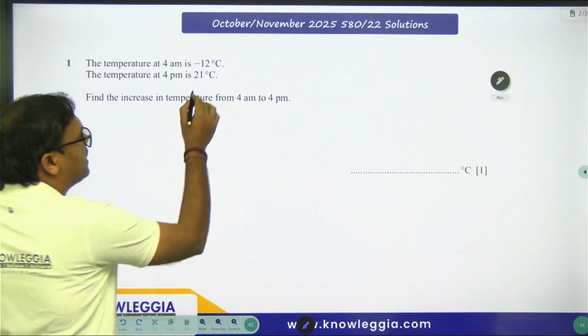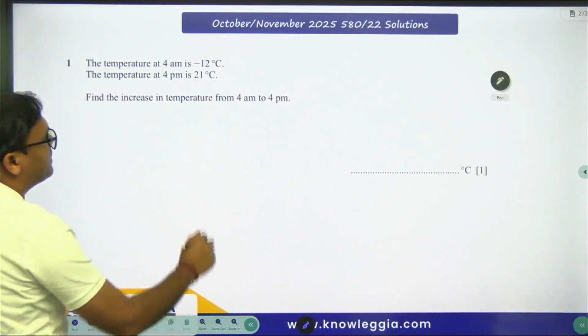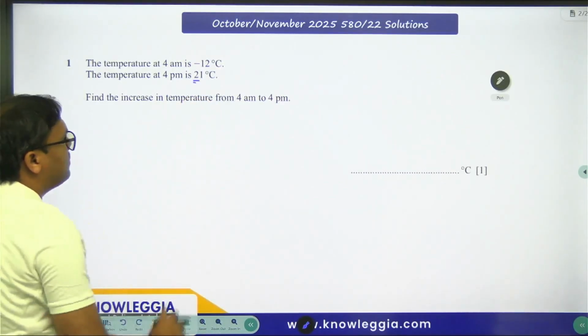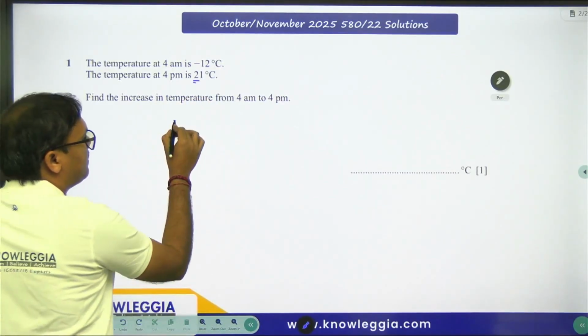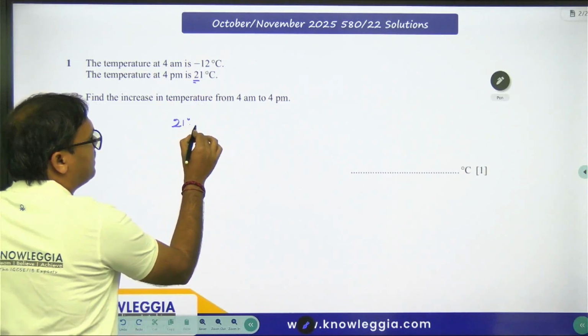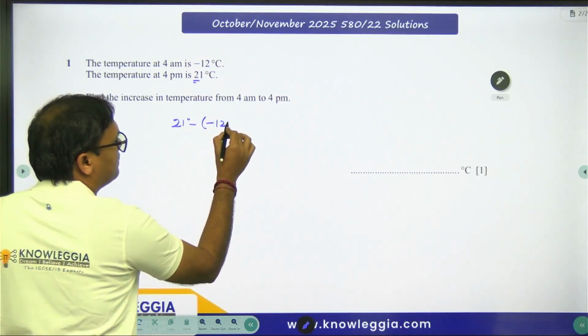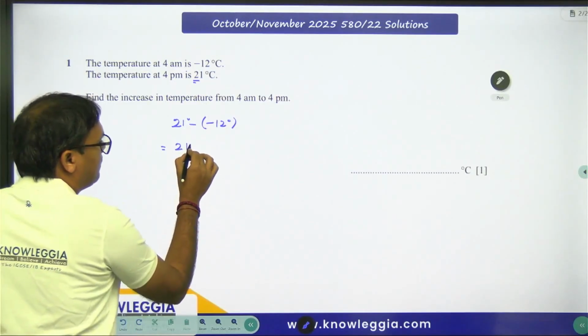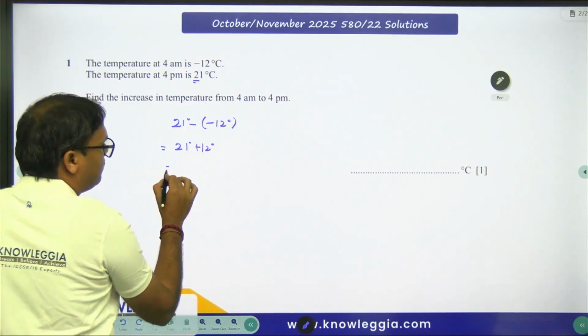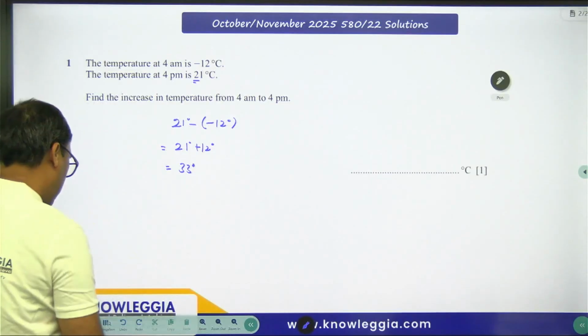The temperature at 4 a.m. is minus 12 degrees Celsius. The temperature at 4 p.m. is 21 degrees Celsius. Find the increase in temperature. So basically the temperature difference is what? 21 degrees and this was minus 12 degrees. So what is the increase? 21 degrees plus 12 degrees, which is equal to 33 degrees. So this is the first part.